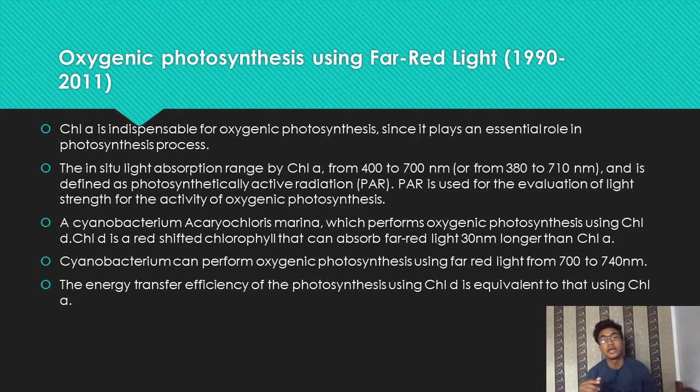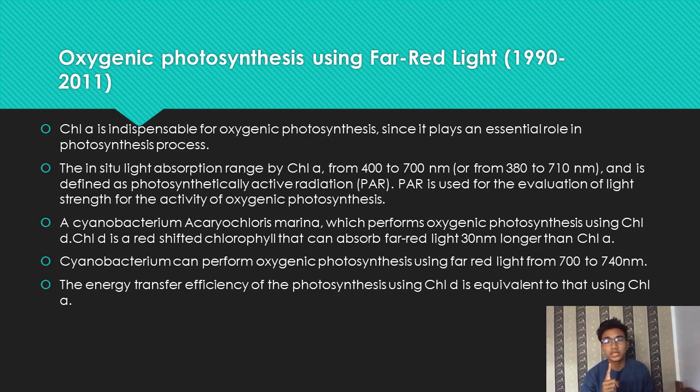And the in situ light absorption range by CHLA is about 400 to 700 nanometer, and is defined as photosynthetically active radiation, or in short form, PAR. So PAR ni digunakan untuk evaluation of light strength ataupun light intensity for the activity of oxygenic photosynthesis, di mana dia mengukur kepada kekuatan cahaya untuk aktiviti oxygenic photosynthesis tadi.